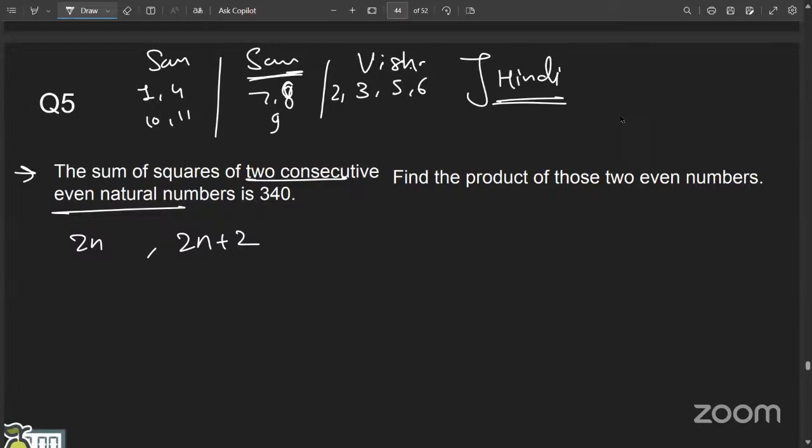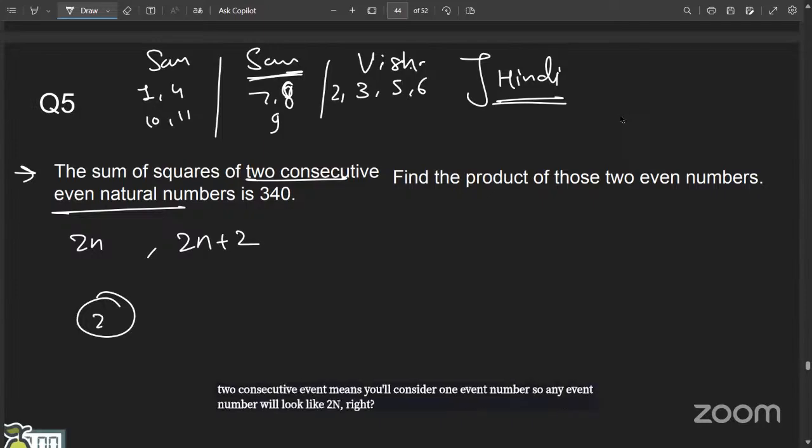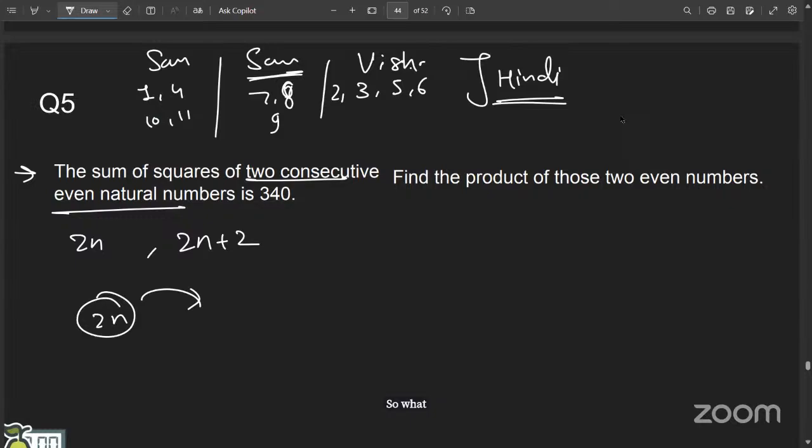Ma'am, yes, in question 5, it is given the sum of the two consecutive even numbers. Two consecutive even numbers means you'll consider one even number. Any even number will look like 2n, right? Where n is your natural number. So what is the next even number after this number?